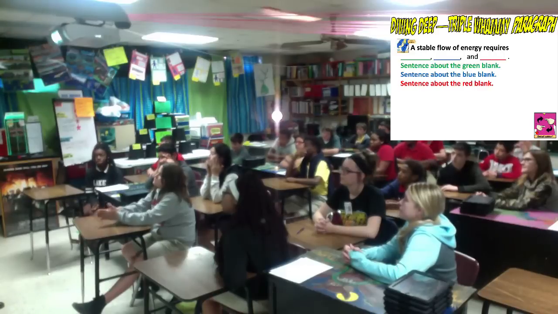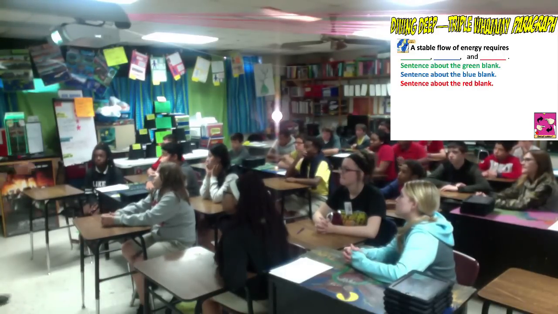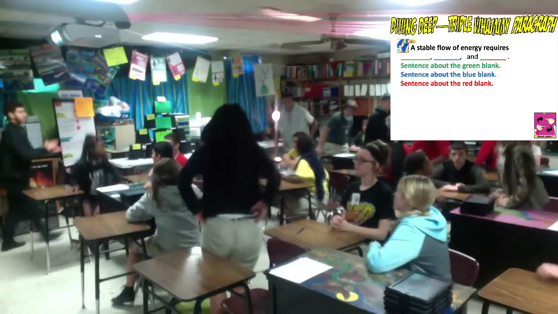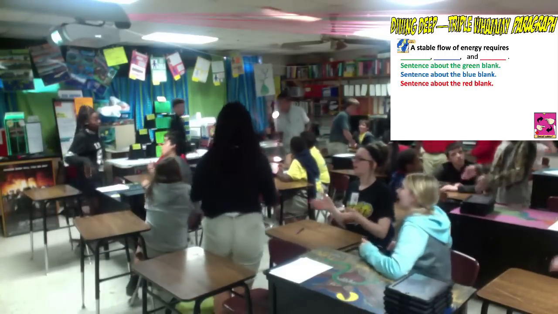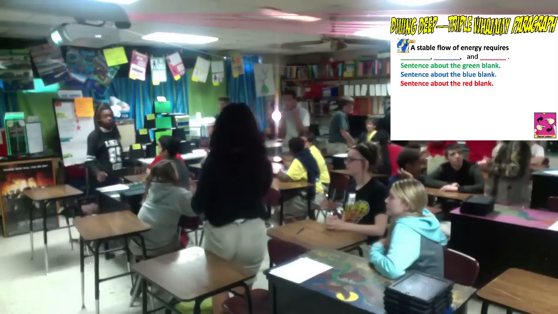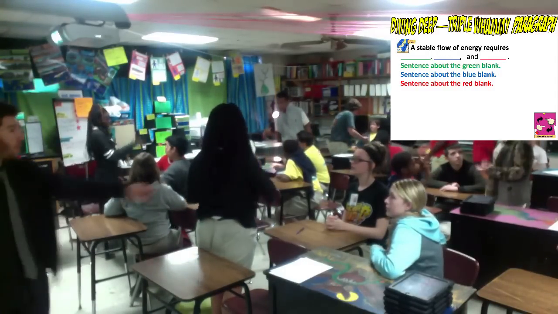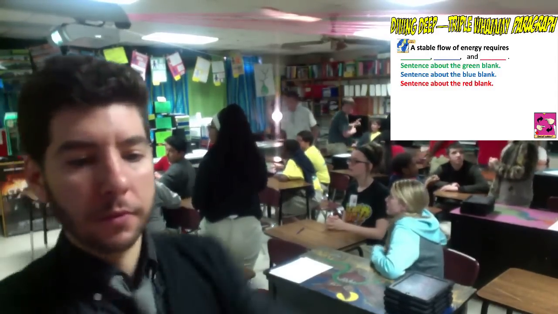But practice repeating with your neighbor how you're going to complete those sentences. High 5 switch. I want my 2s up first. Go. 2s up. Okay. A stable flow of energy requires a producer, which in its energy. Make those gestures.